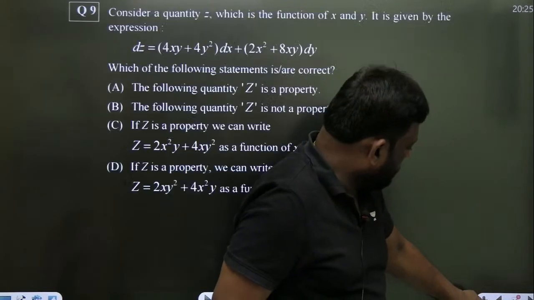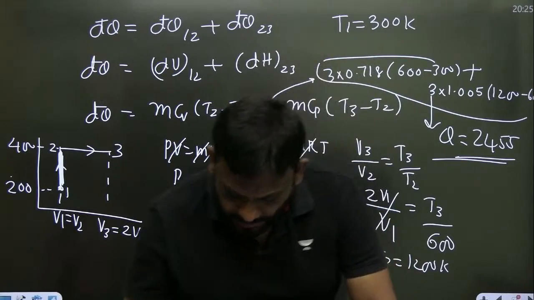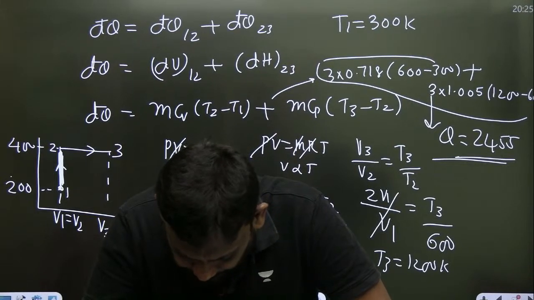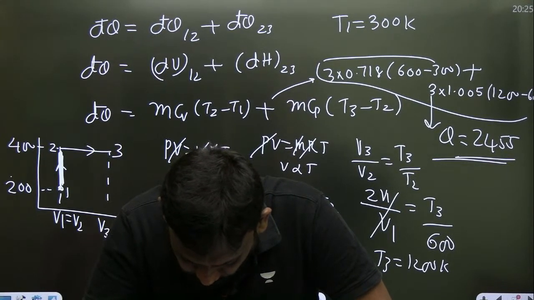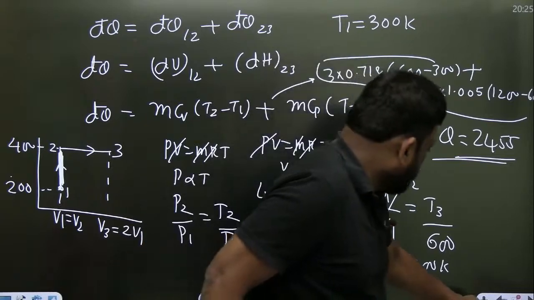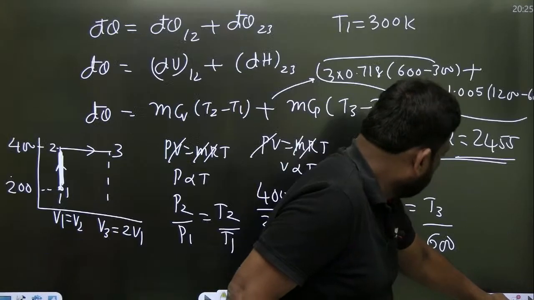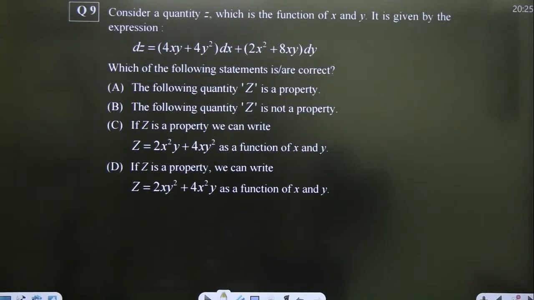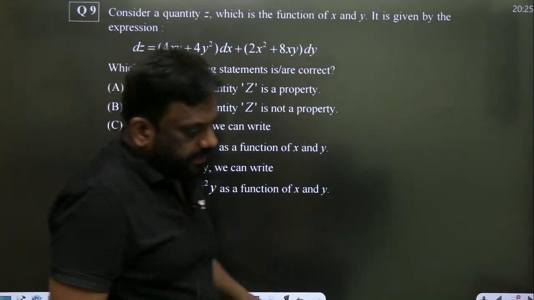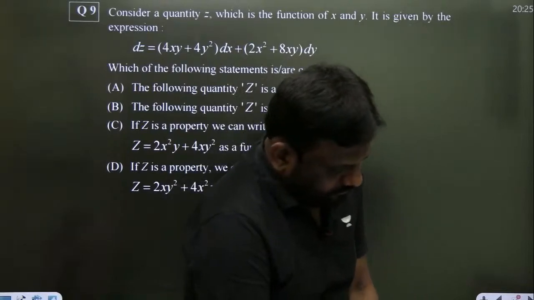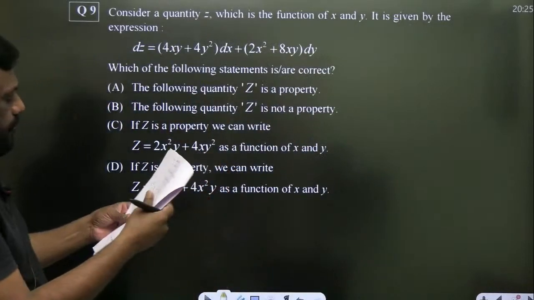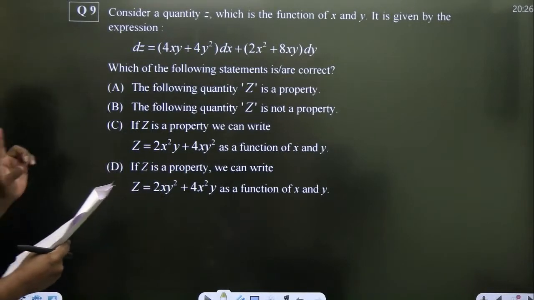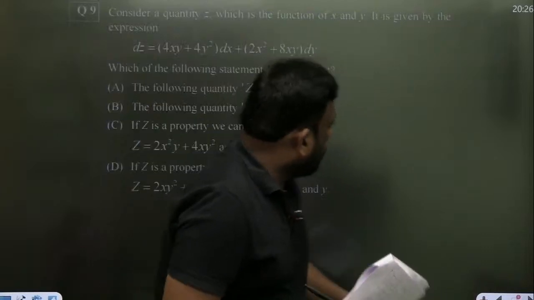कितने क्वेश्चंस किए? सॉल्व इन ऑर्डर. बोलो बोलो. चलो ये वाला लीजिए. प्लीज रीड द क्वेश्चन. चेक करेंगे. 4xy plus 4y square, 2x square plus 8xy. ओके. हाँ वो दिया है सर. देखो एक बार वो क्या दिया है.